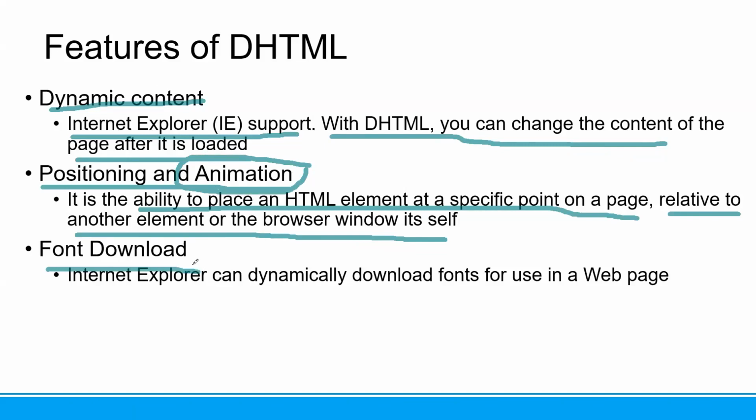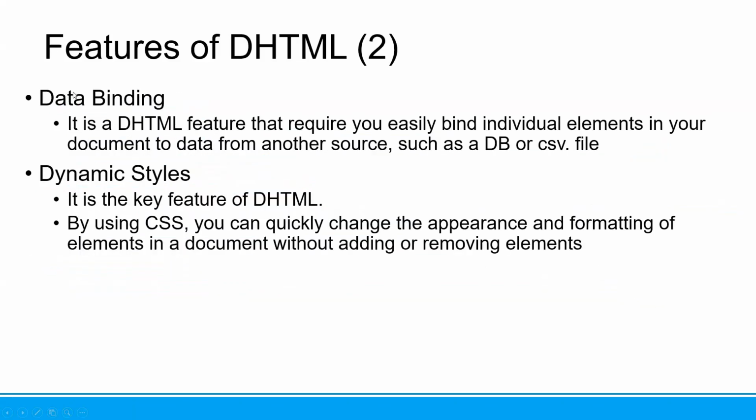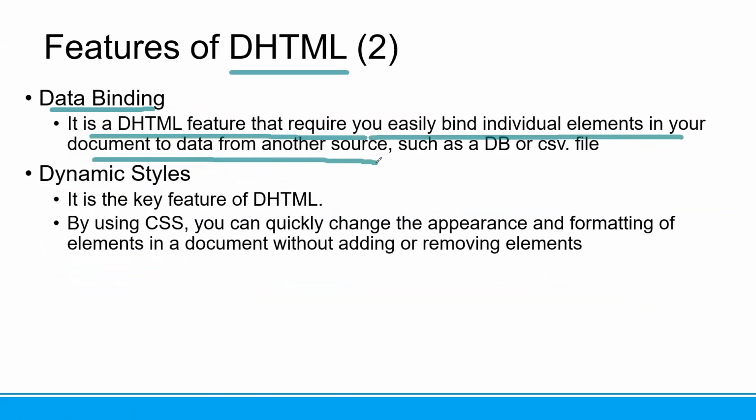And the DHTML also contains font download. So for example, in Internet Explorer, it can dynamically download fonts for use in the web page. So you can also design, if you want to design your HTML in a Word file, you can use the font in the Word file for creating the HTML file. Data binding: because of the dynamic features, DHTML has a feature that lets you easily bind individual elements in your document to data from another source.